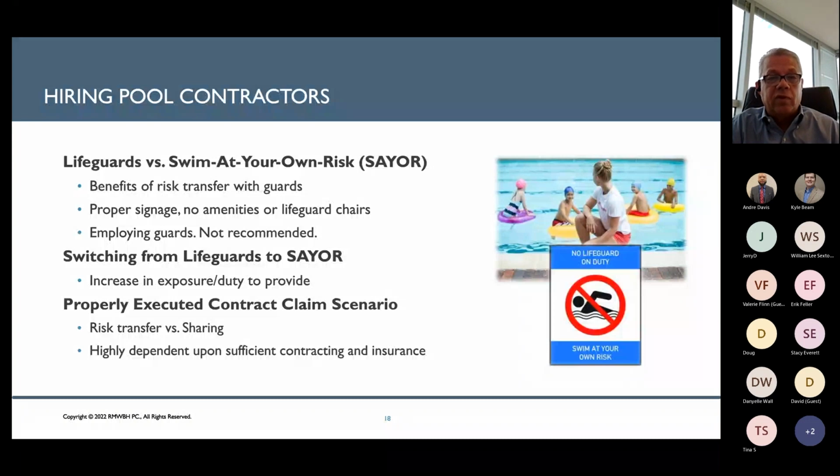There's been a lot of discussion about swim at your own risk, and even more now with the fact that a lot of pool companies cannot obtain sufficient insurance, especially sufficient umbrella or excess coverage.